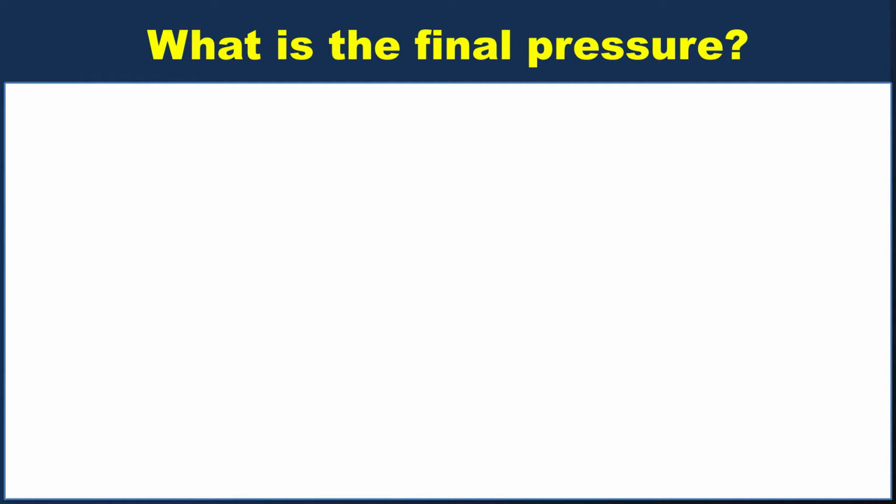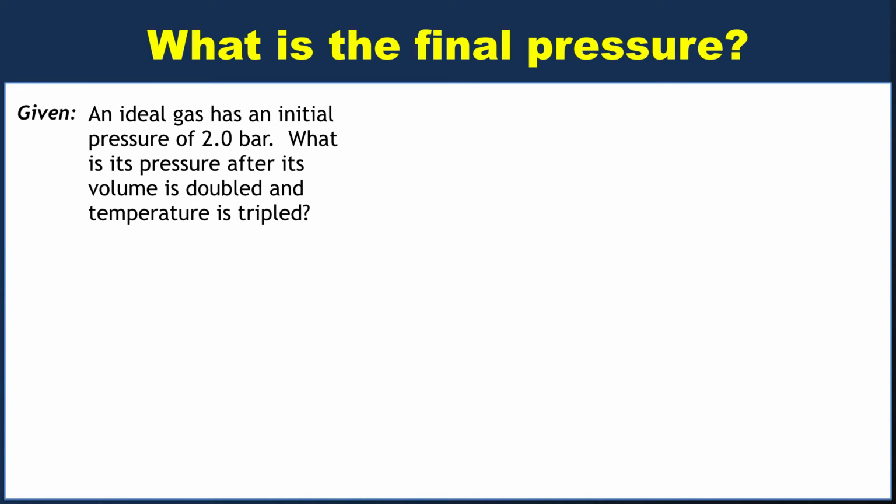Now we're going to practice a simple scaling problem using the ideal gas law. So the setup is an ideal gas has an initial pressure of 2 bar. What is its pressure after its volume is doubled and temperature is tripled?